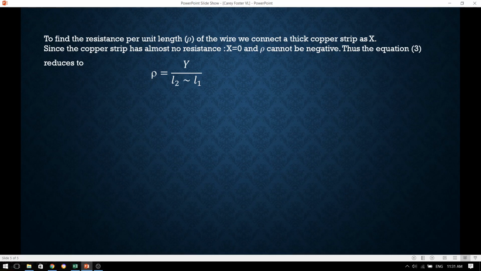However, during the experiment, if somehow L2 minus L1 comes out to be negative, the value of rho will come out negative, which can never be physically possible. So instead of writing L2 minus L1, we either write the modulus of L2 minus L1, or simply the difference of L2 and L1. Remember, since rho can never be negative, this denominator can also never be taken as negative. Alright? So this is the working formula for determining the resistance per unit length of the Carey Foster bridge.